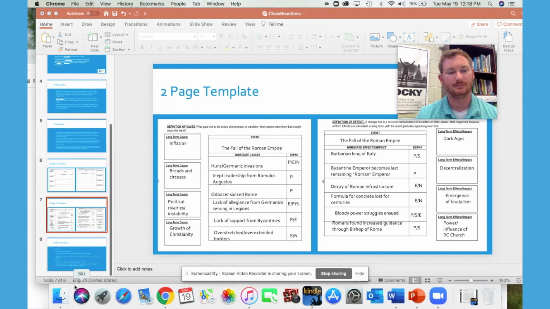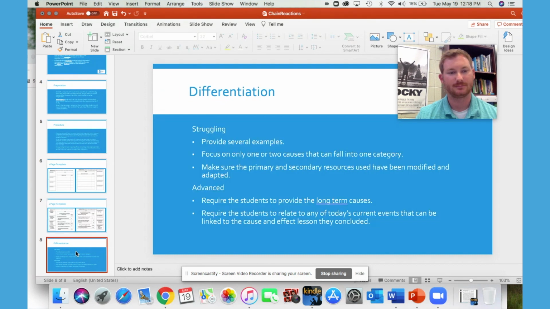But to differentiate the strategy, you can, for struggling students, provide several examples and complete some of the work for them within the template so that they can see as they work what they're trying to do and accomplish. Focus just on a couple at a time, and make sure the primary and secondary sources are adapted and modified for their abilities.